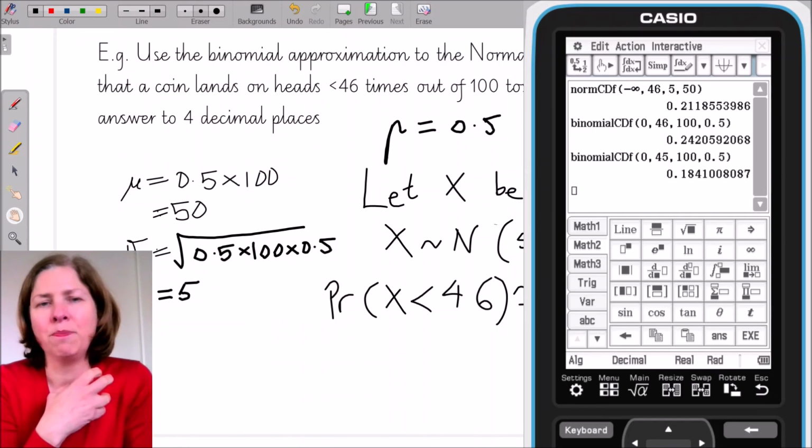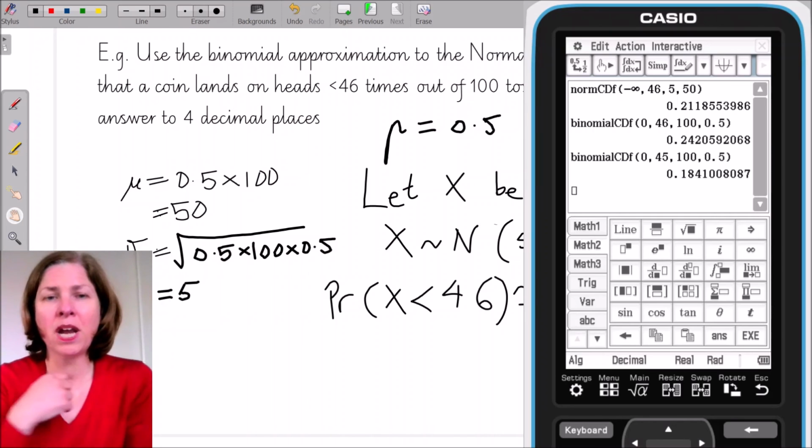And as n gets bigger, then the difference between those two would be smaller and smaller, and the error would be quite small. So that's the normal approximation to the binomial distribution.